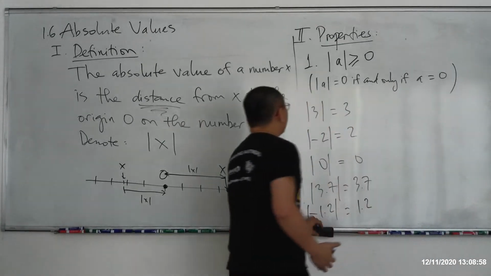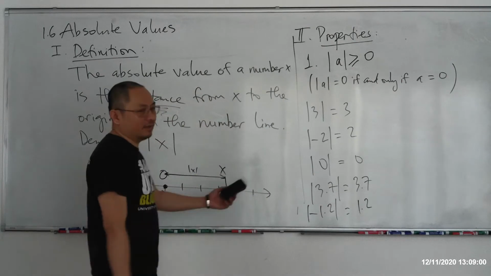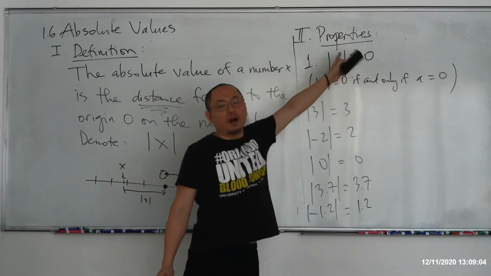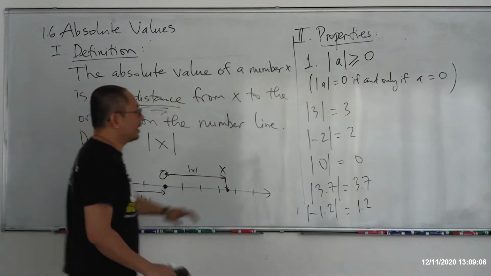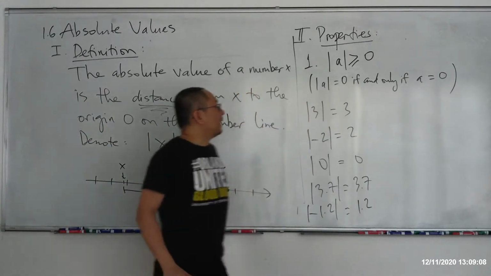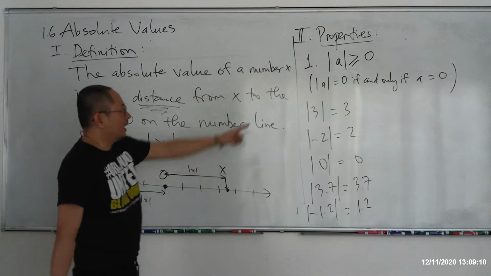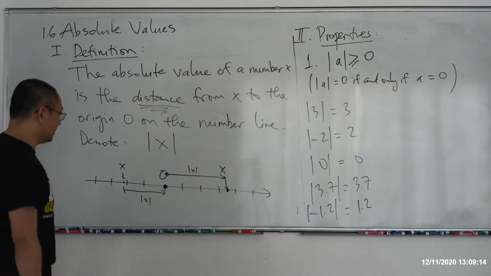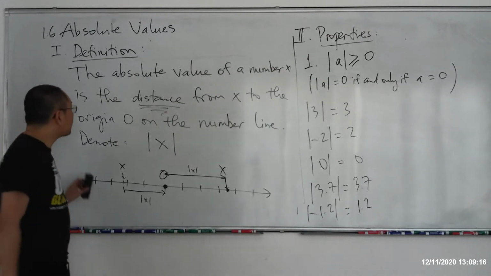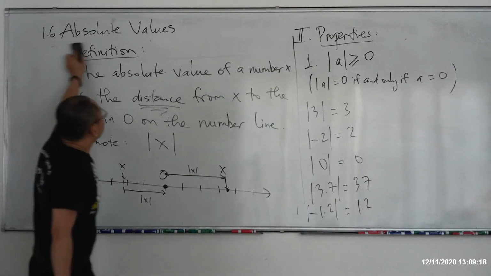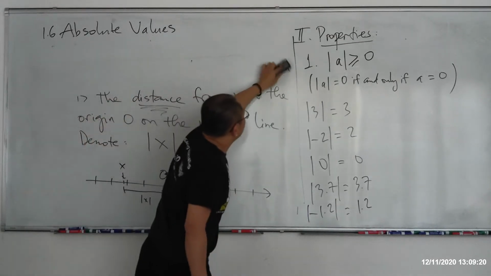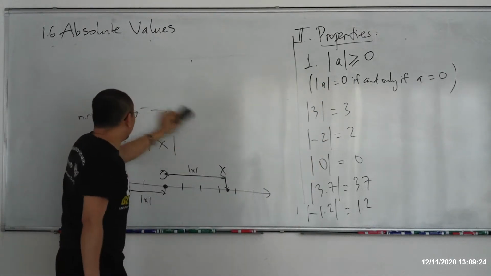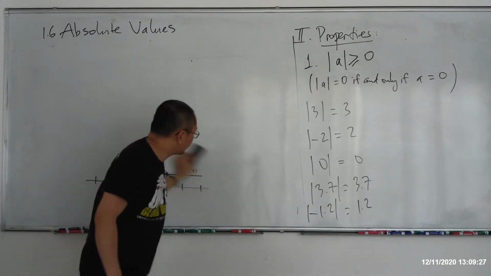So the first property right here is saying what? The distance will never be negative. That means it is always non-negative, could be positive or 0. And the only case where the absolute value is equal to 0 is when the number is 0 itself. The distance from 0 to 0 is 0. That was the first property. You guys can compare this property to the A squared thing that we just learned in the previous section.